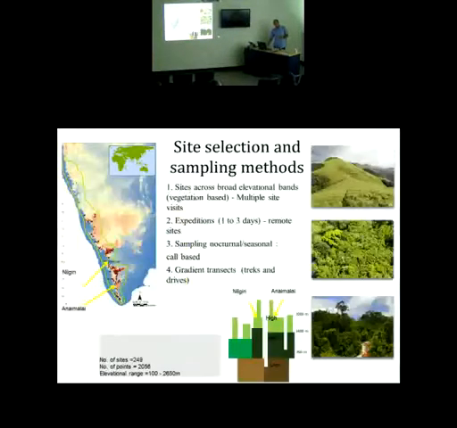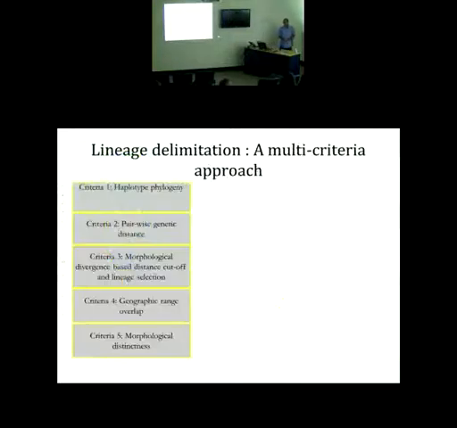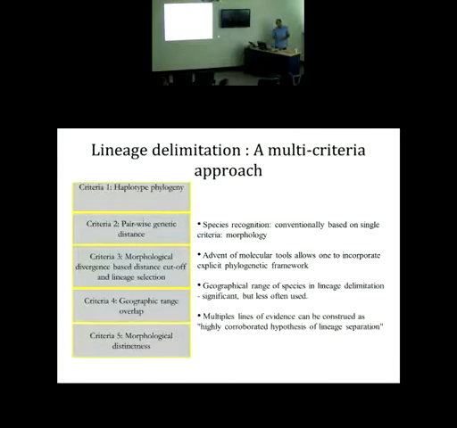What we got was a total of 250 odd sites, over 2,000 data points, and lots of samples. What we then did was take a multi-criterion approach to lineage delimitation. In general, species recognition has been based on a single criterion, and more recently, as I said, the advent of molecular tools has allowed us to incorporate phylogenetic frameworks. What people usually do is compare a new morphological type using molecular data with something that they think is its closest relative.